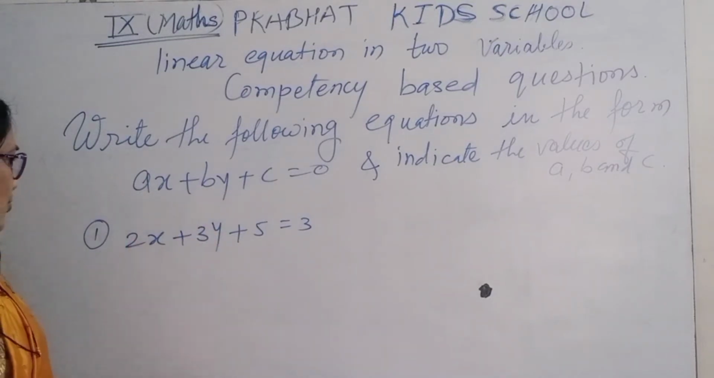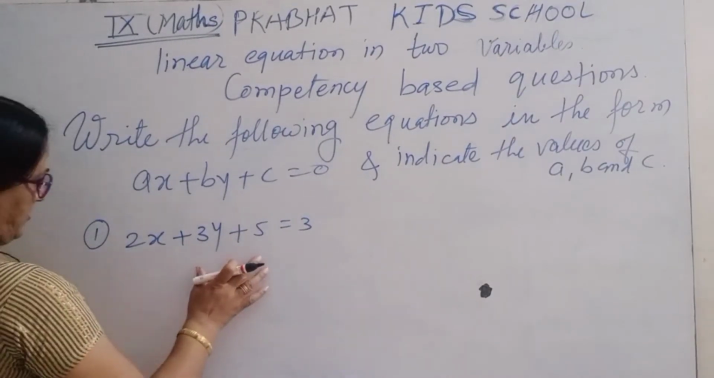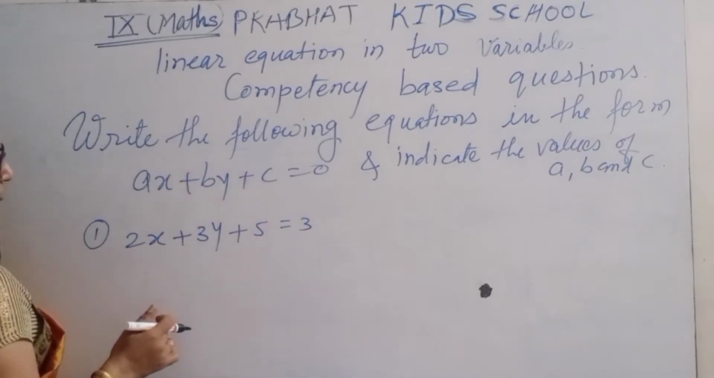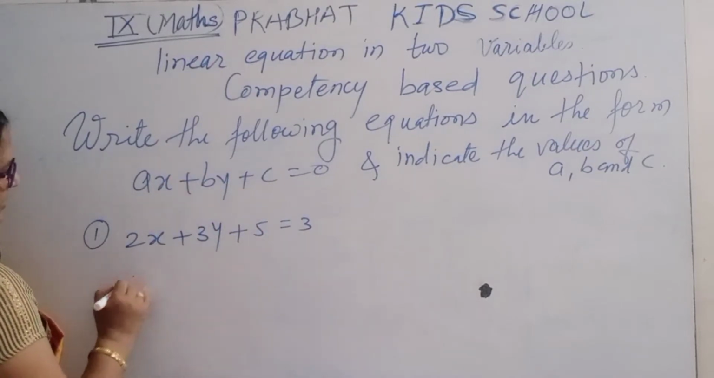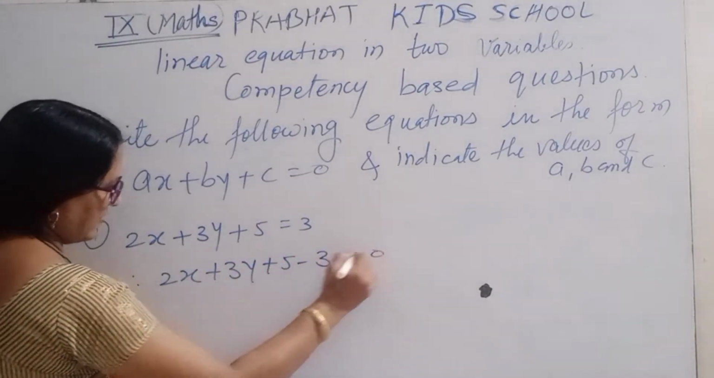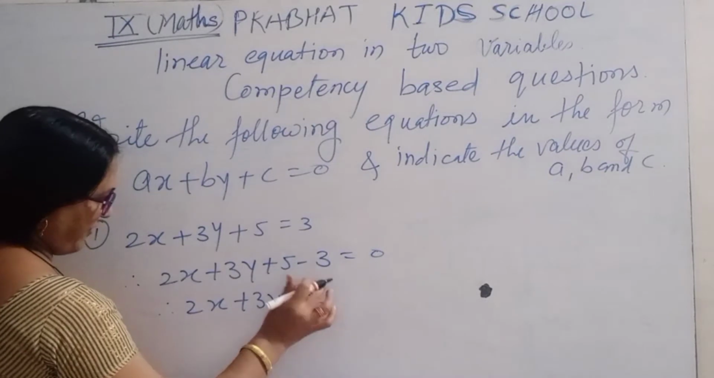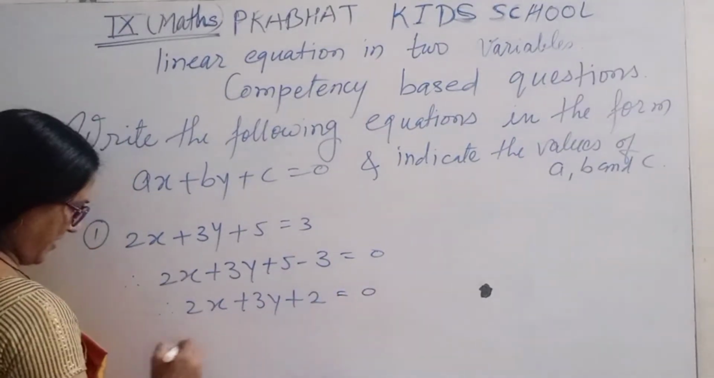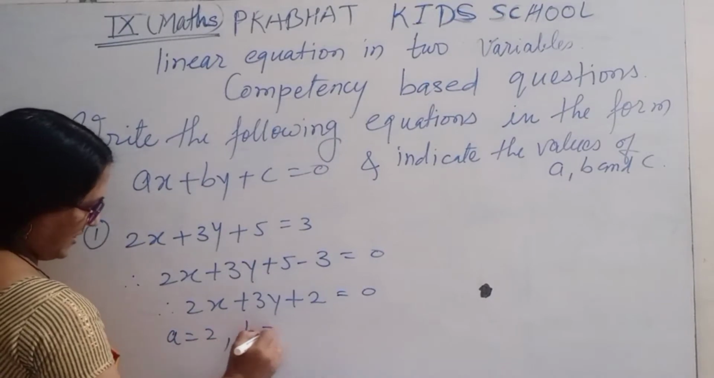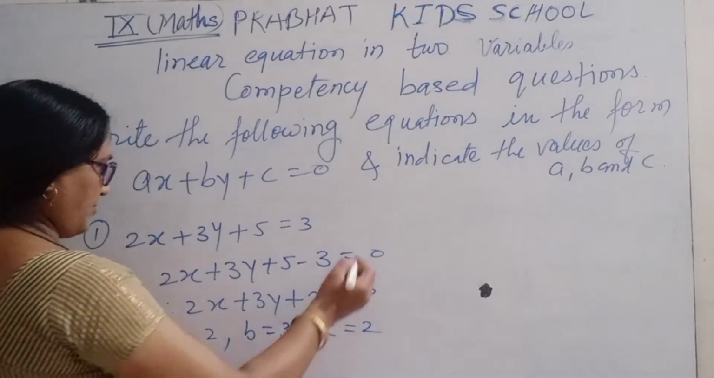So first question, 2x plus 3y plus 5 is equal to 3. Arrange this equation in the form of ax plus by plus c is equal to 0. Therefore, 2x plus 3y plus 5 minus 3 is equal to 0. Therefore, 2x plus 3y plus 2 is equal to 0, since 5 minus 3 is 2. Here a is 2, b is 3 and c is 2. Clear? Now one more example we are taking.